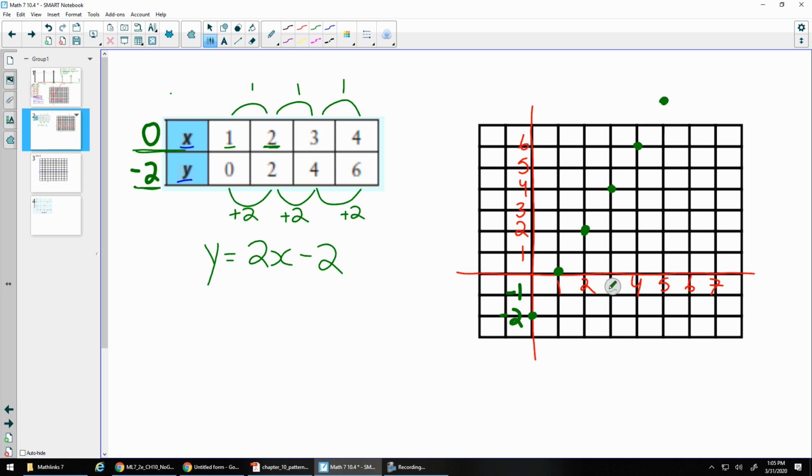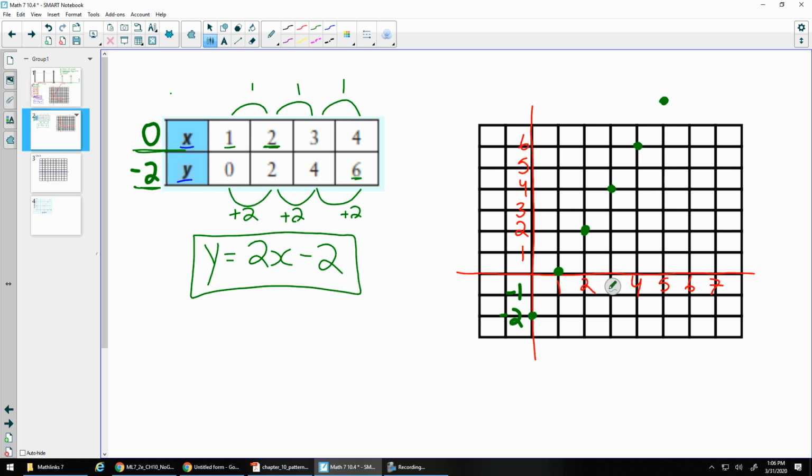So if I take x is equal to 4, I can substitute that in for x. Does that tell me what the y is equal to? Does y equal 6 then? Well, 2 times 4 is 8, minus 2 is equal to 6. So that works for that situation. And so here's an equation that we have that also shows the same pattern.